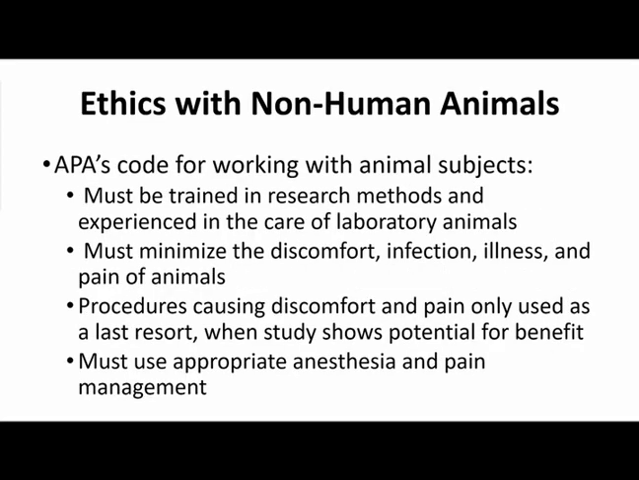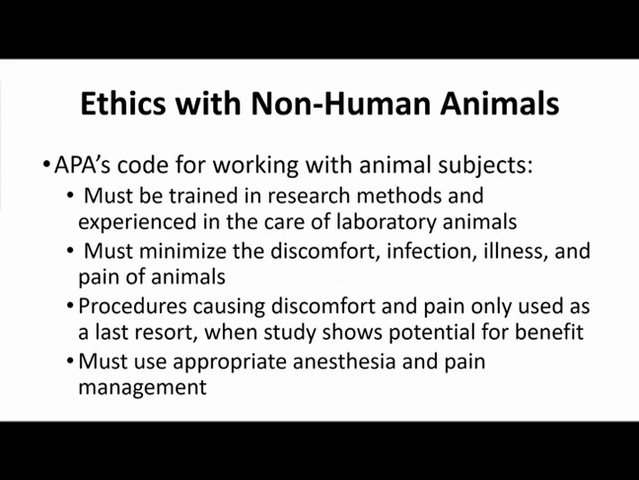And though we don't go into tons of detail about it, there are also ethics for working with non-human animals. So we have APA's code for working with animal subjects. There are some things that aren't the same as working with humans because a lot of stuff doesn't apply to other animals. So things like informed consent aren't necessarily applicable, but they do have some extra things to consider.